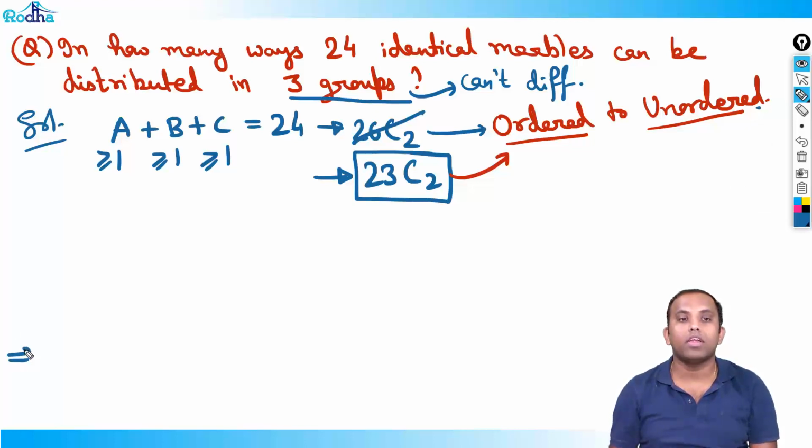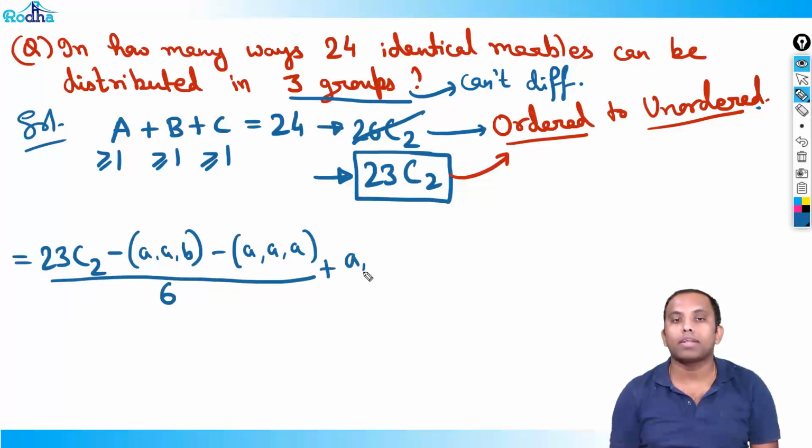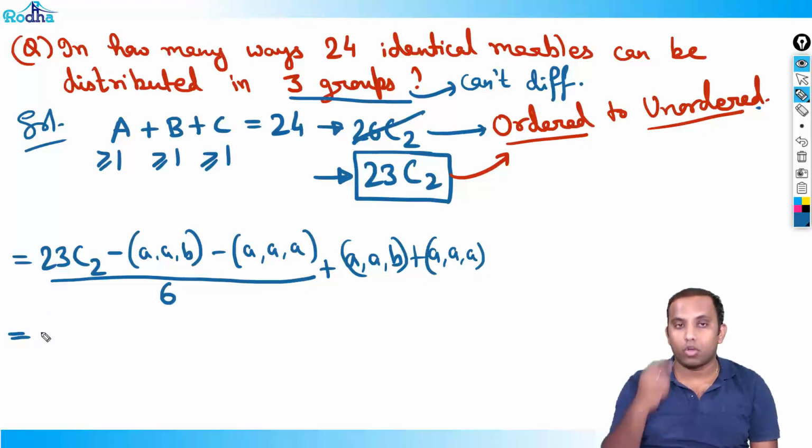We're doing the same thing. 23C2 minus AAB cases. By this time you should know all this concept now, right? So 23C2 minus AAB cases minus AAA cases, divided by 3 factorial, that is 6, plus add back the one case for AAB each and one case for AAA. This is the common funda, right?